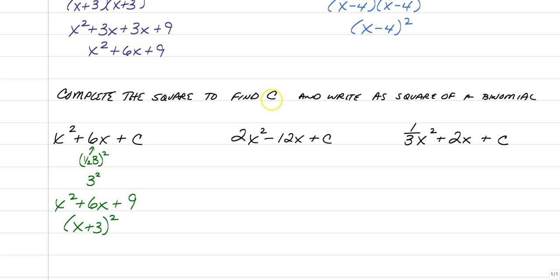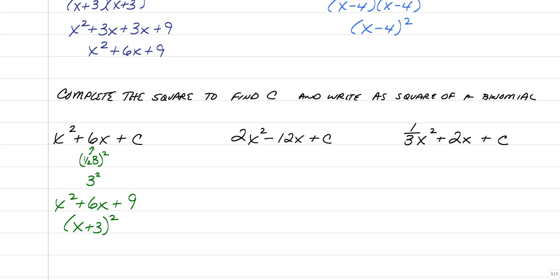So to complete the square to find c, you just take half of your b value and square it. Half of 6 is 3, squared is 9. So c is 9. And then all you have to do is take your x, half of your b value, wrap it in parentheses and square it, and that's how you write it as the square of a binomial.